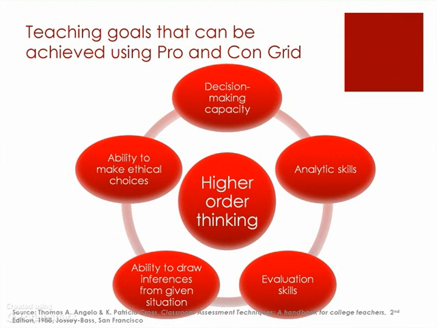Higher order thinking skill that can be flourished by a CAT like Pro and Con Grid is actually an integrated skill consisting of analytical and evaluation skills, ability to draw inferences, to make ethical choices, and to make logical decisions. So an exercise like Pro and Con Grid may actually recall all these skills together.